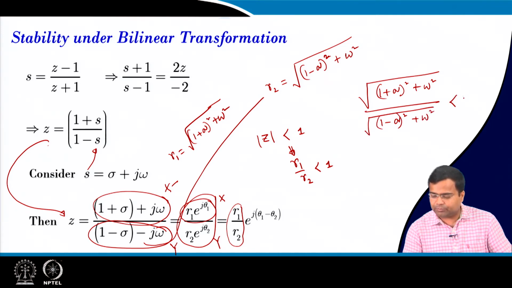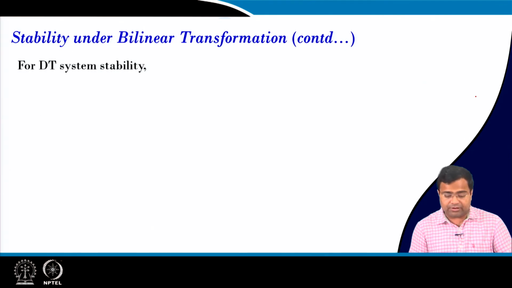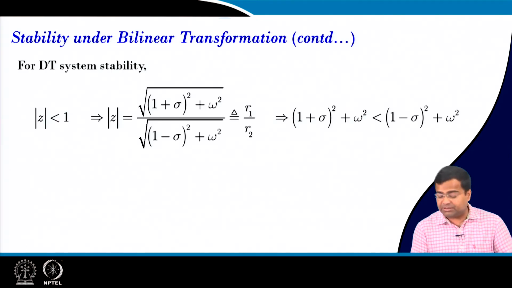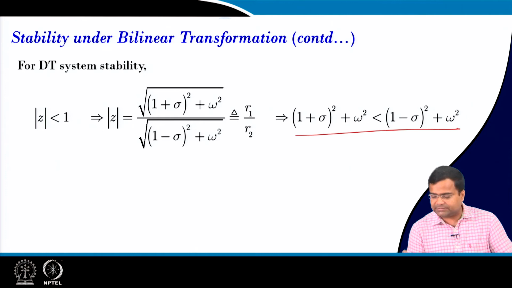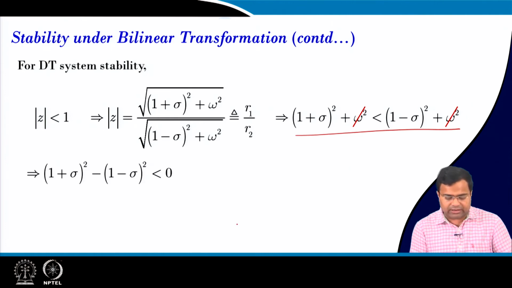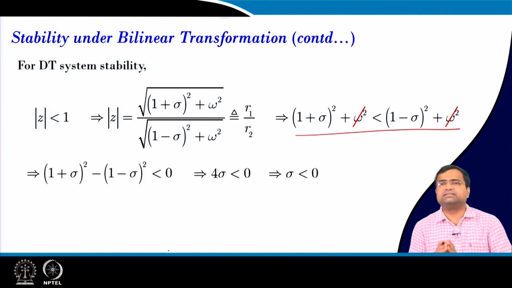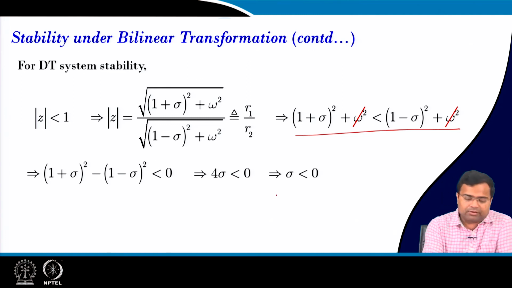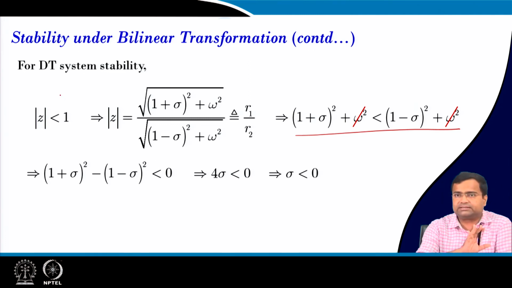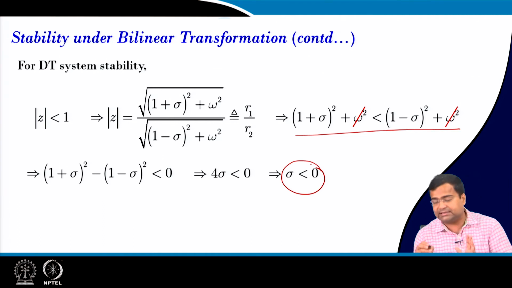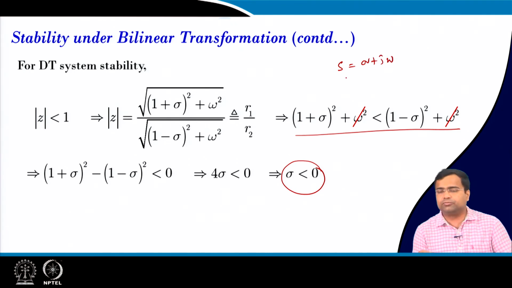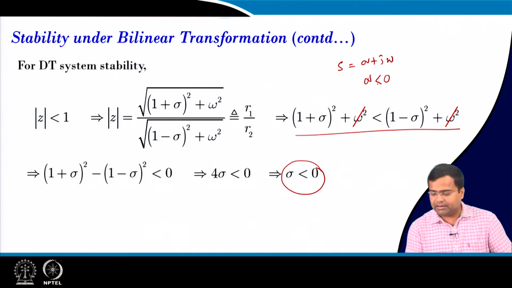So this must be smaller than 1, and if you simply square it, you need to satisfy this, and it will end up with sigma less than unity. So the requirement, if you want to ensure a stable z domain pole, is that sigma should be negative, and that is exactly the requirement for any s equal to sigma plus j omega. For a stable s domain, the sigma must be negative, which is consistent.